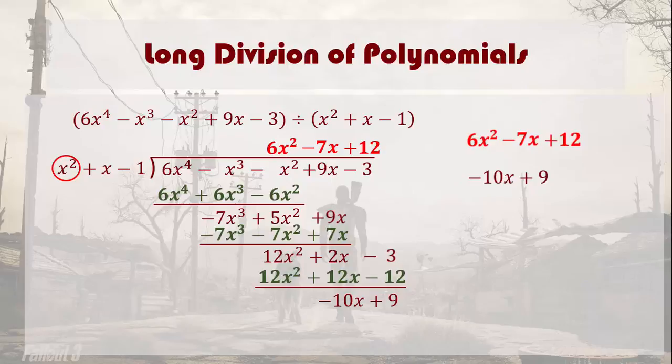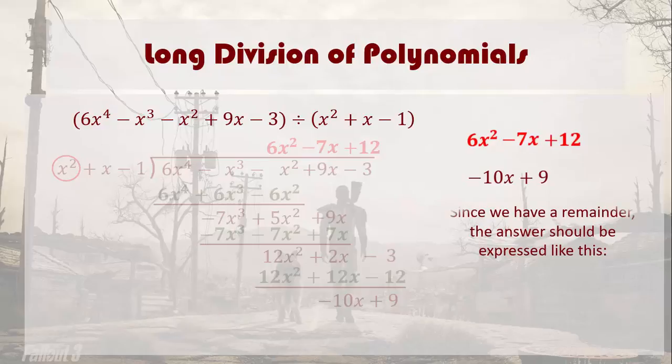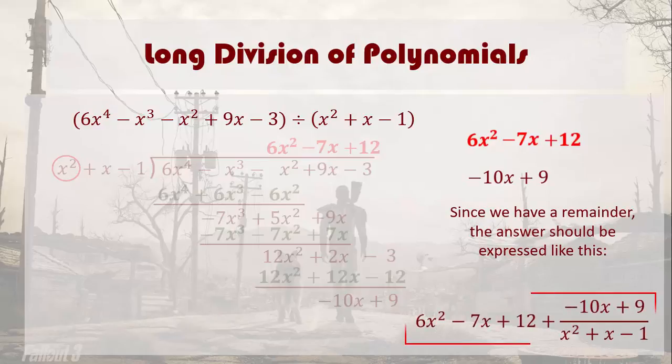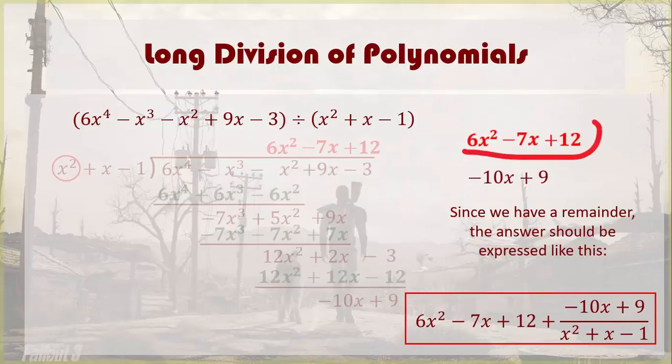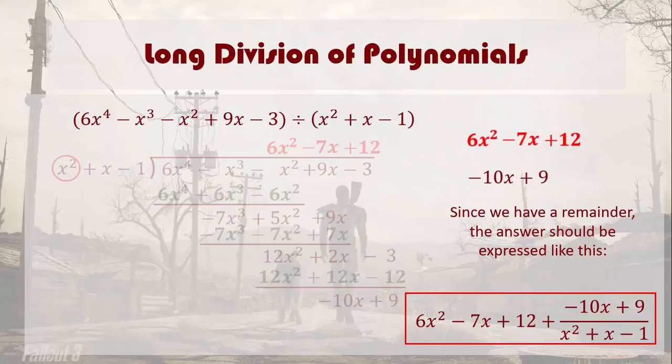Now the way we have to write a remainder, we're not just going to put an r and then the rest of it. You write a remainder like this. Beginning of the problem, this is our full answer, plus the remainder over what we divided by in the first place. All right, so that is all you need to know about long division of polynomials.